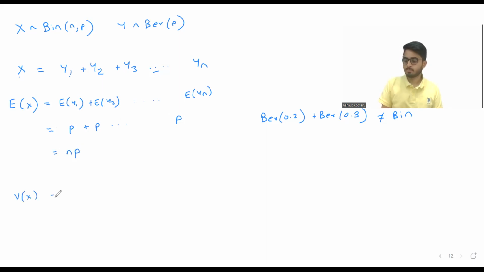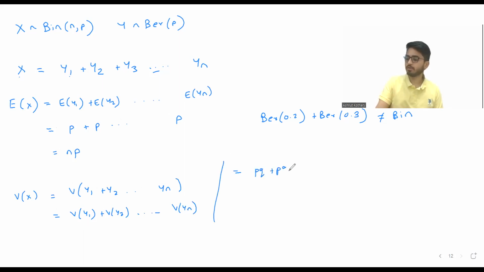Variance of x, variance of y1 plus y2 up to yn. Because all of them are independent, I can write this as variance of y1, variance of y2, up to variance of yn. This will be pq plus pq plus pq. How many times? n times, which becomes npq.